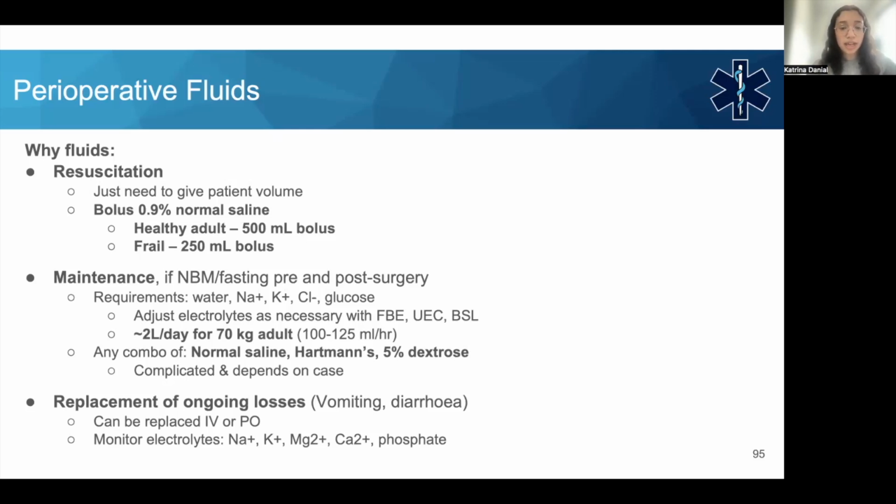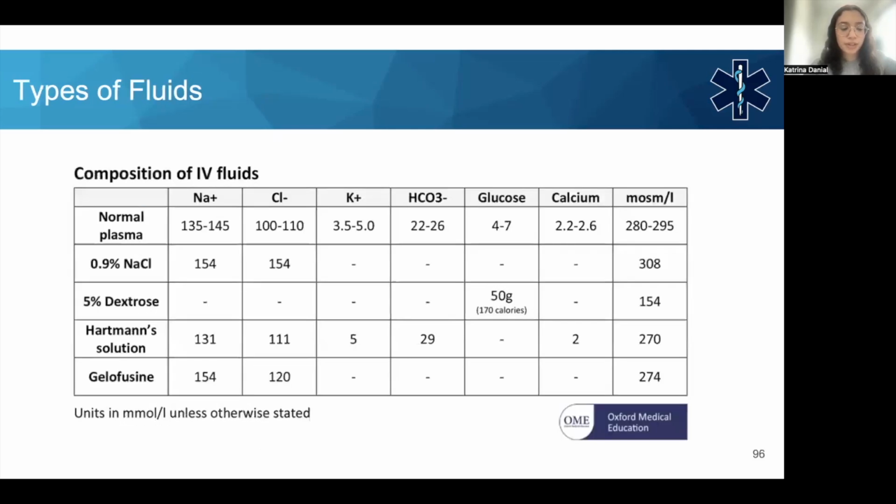If the patient is able to tolerate fluids like drinking or eating, then you want to start there. And then if they can't keep anything down, then you go to IV therapy and you want to monitor their electrolytes. So here is the composition of different types of IV fluids.